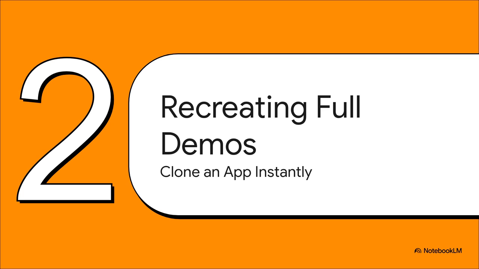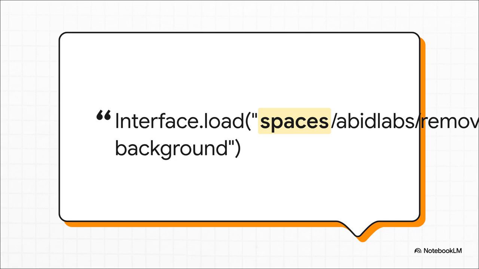Okay, so loading a single model is amazing, but what if we could take it a step further? What if you could load an entire fully built application, an entire Hugging Face space, just as easily? Well, you can. By just changing Hugging Face/ to spaces/, you can load any public Gradio demo right from a Hugging Face space. Here, we're instantly cloning a complete background removal app.